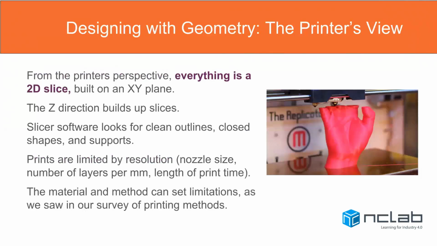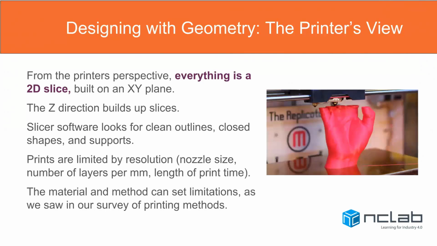Okay, from the printer's point of view, this is where reality hits sometimes. When you're building your model, you need to think about how the printing process is going to handle it, how the materials are going to work, the size of the printer, and so forth. And regardless of the method, the three methods we looked at, these are all slices. So they're 2D slices, sort of, but they've got a very thin thickness. They're built on an XY plane, and then that print bed moves to build up the slices.